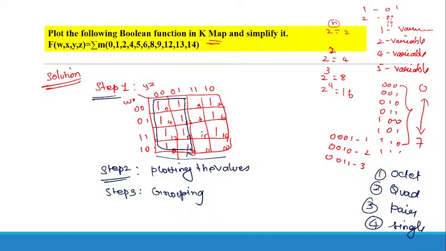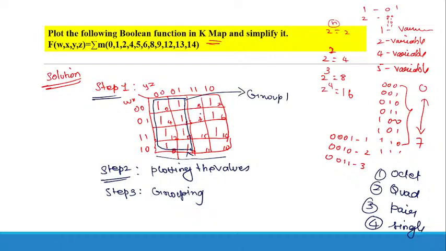If not, what will you do? If an octet is not there, then you have to try grouping a quad. Say, in the given structure, except these three, all other remaining values are grouped. So this is group 1. As soon as you group it, name it as group 1.